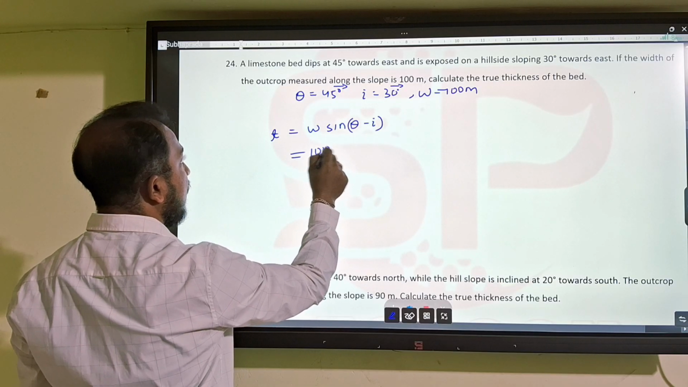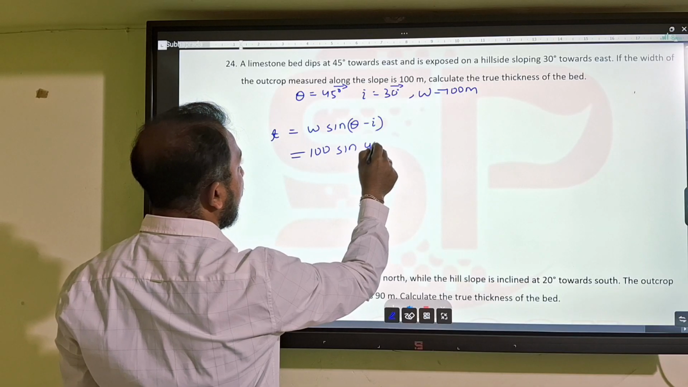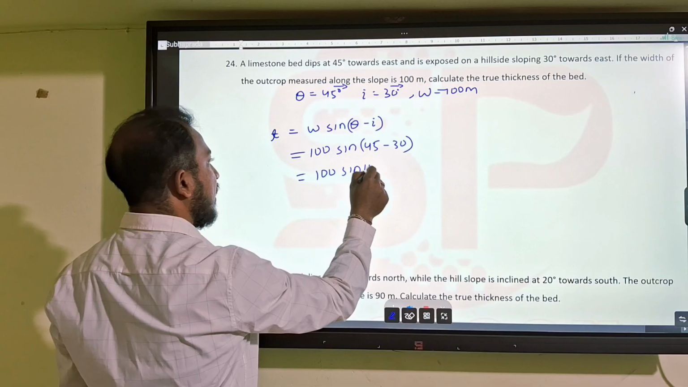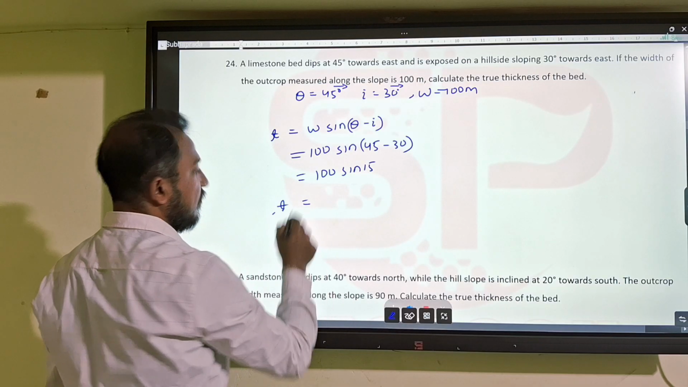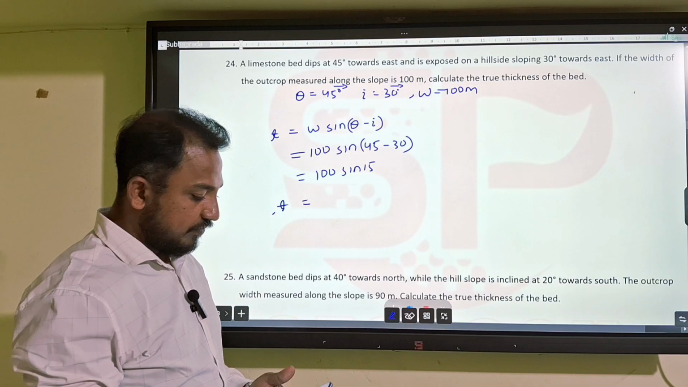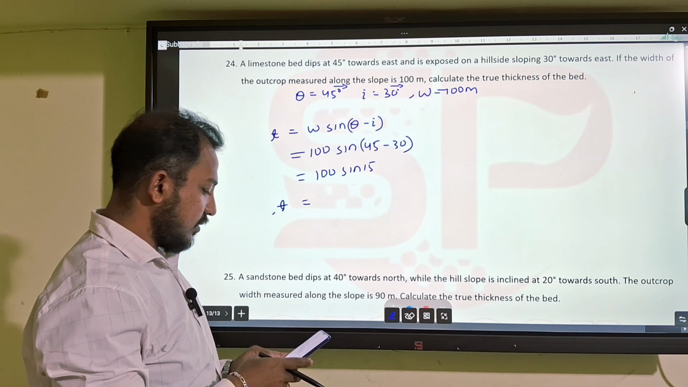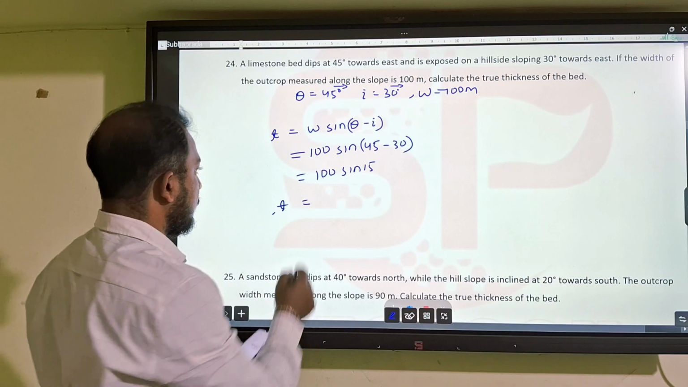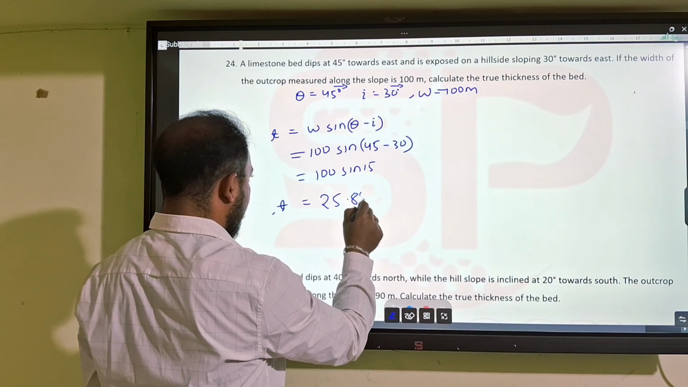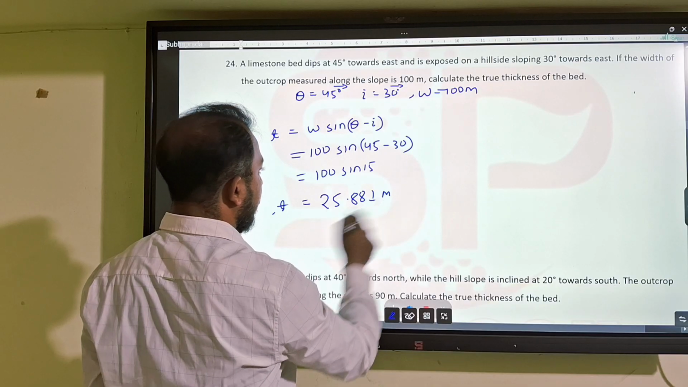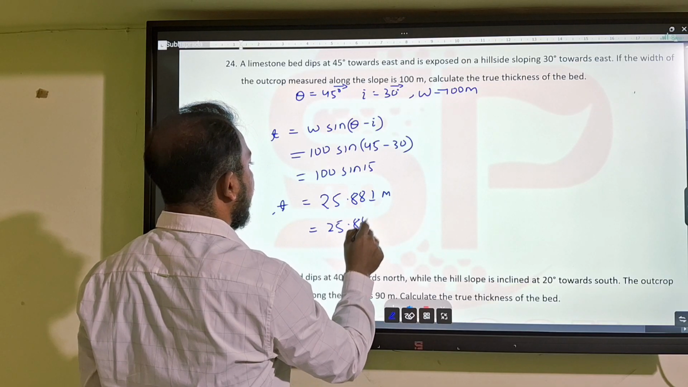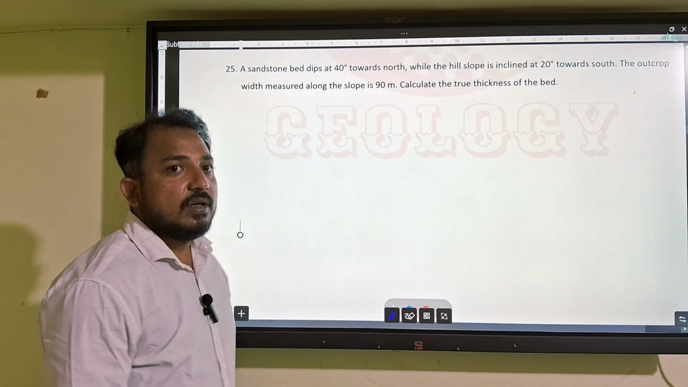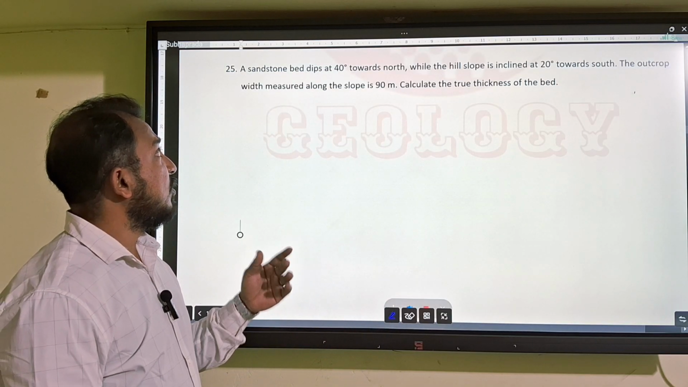So W is given as 100, and sin of theta minus I will be 45 minus 30. So it will be 100 times sin 15. Let's see how it comes. It will be 25.881 meters, so 25.88 meters, rounded to 2 decimals. So let's move to the next question.